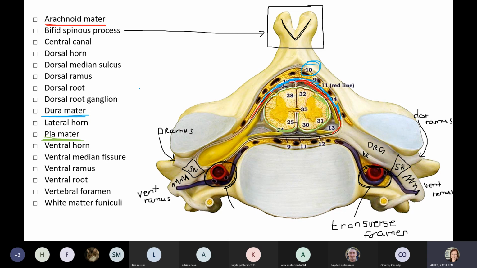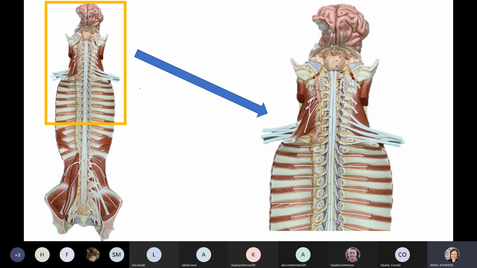So far, we've talked about looking at the spinal cord on the inside. Now we're going to look at the spinal cord big picture from the outside. First I'll grab my pointer just to show you. The spinal cord starts at the bottom of the medulla. So here's the medulla oblongata. All of this is the spinal cord all the way down.